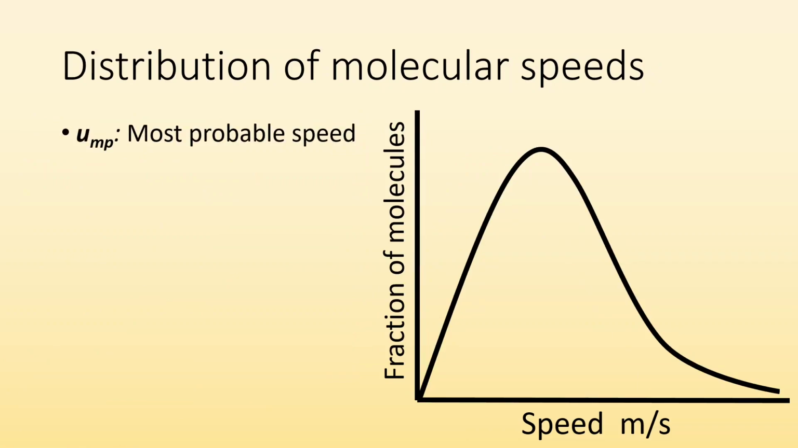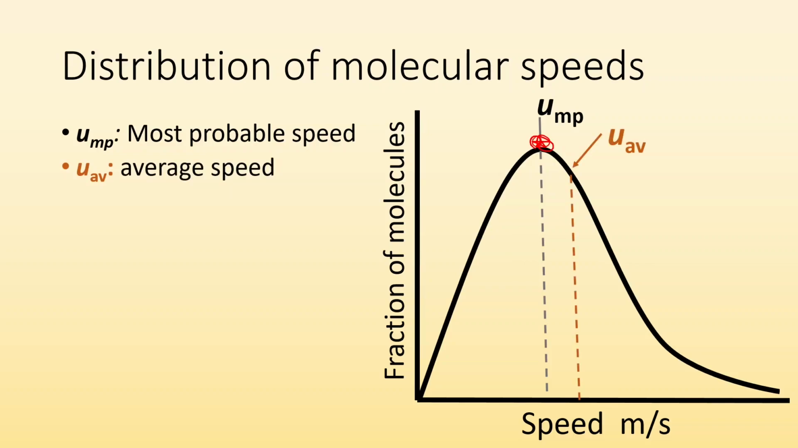We've got ump, or the most probable speed. That's simply the high point on that curve. That is the most likely speed. If you look, it's got the highest fraction, it's highest up. So it's saying, if you were to pick one at random, this is the most probable speed you would pick. The average speed is a little different.